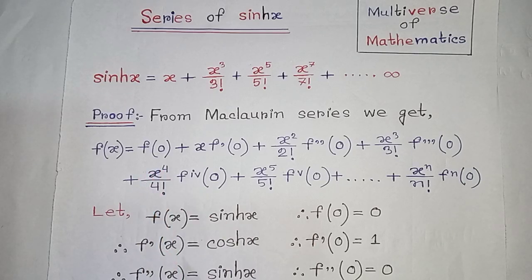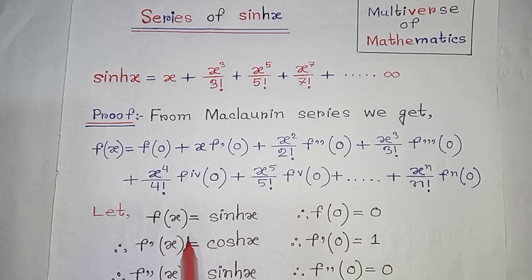Now we need to let f of x is equal to sine hyperbolic x. Okay, if we put 0 instead of x in this function, then we get f of 0 is equal to sine hyperbolic 0, which value is 0. So we can write f of 0 is equal to 0.